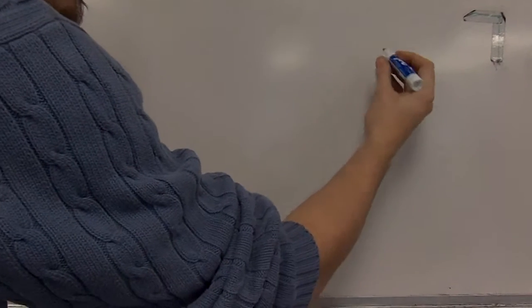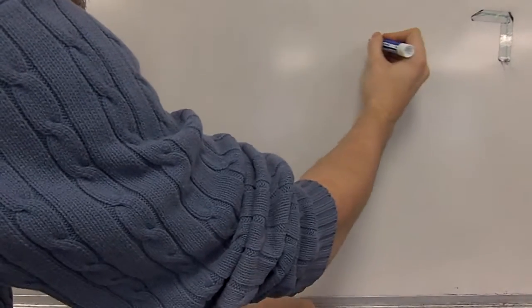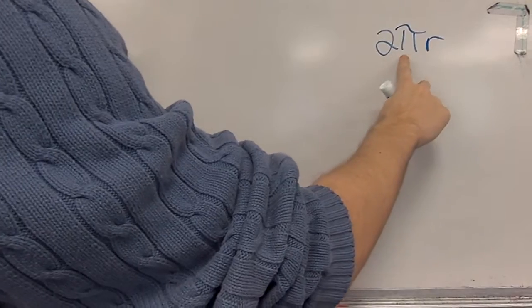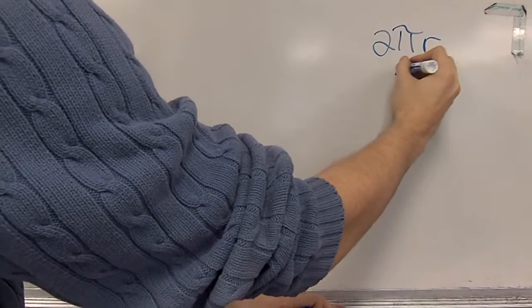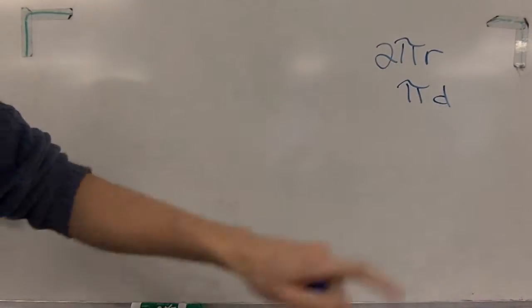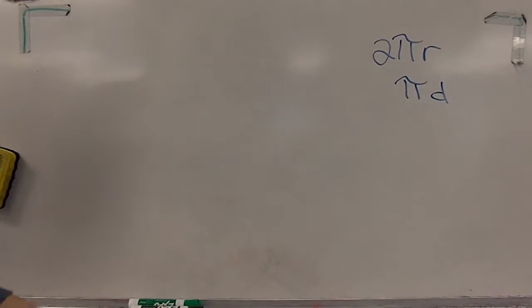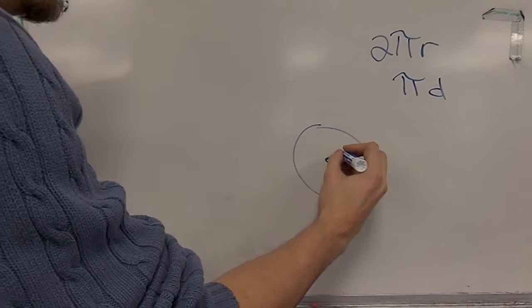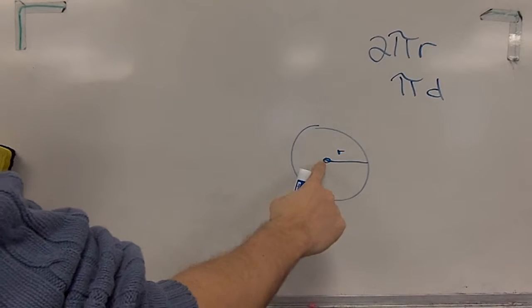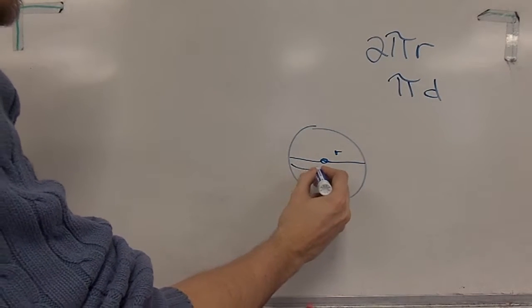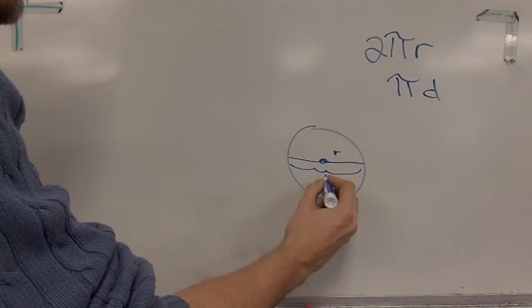Just real quick, to take some quick notes, the circumference of a circle is represented by one of two formulas. It's either 2 times pi times radius, or just pi times diameter, because if you multiply 2 times radius, you get diameter. Diameter is twice as big as radius, because the radius of a circle is just from the center point to the outside. Diameter of a circle goes all the way across.